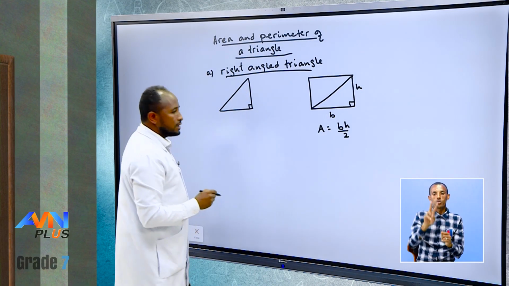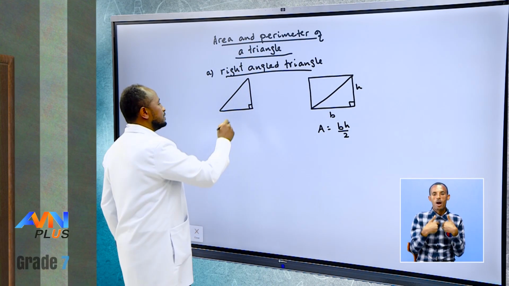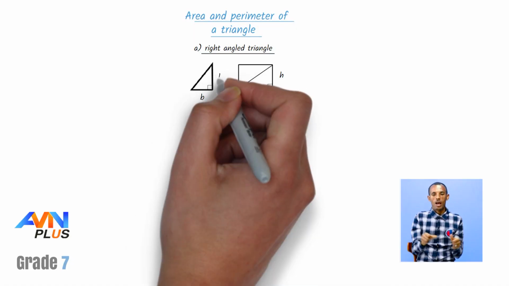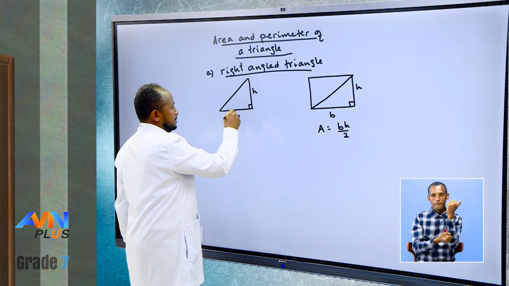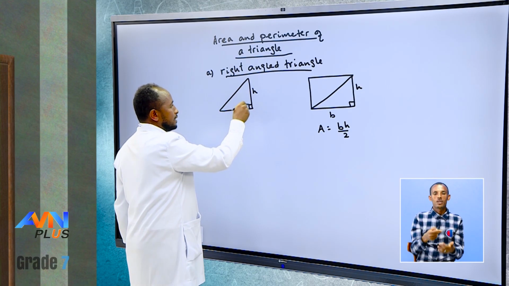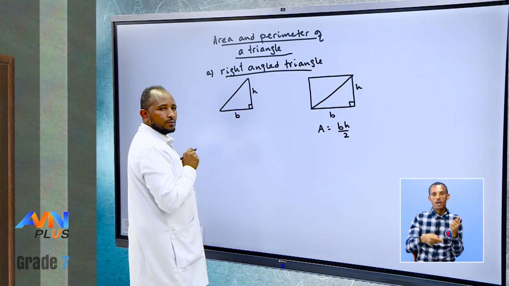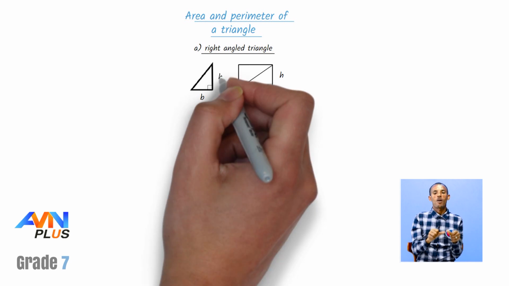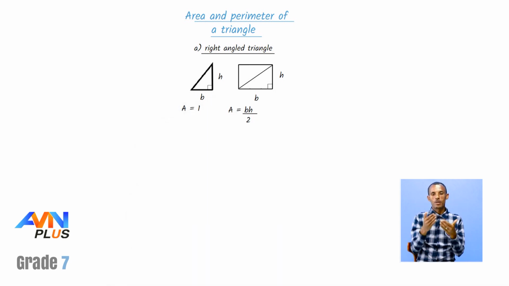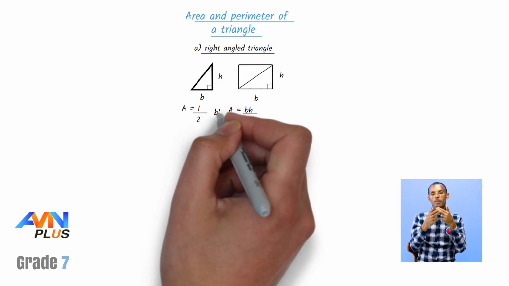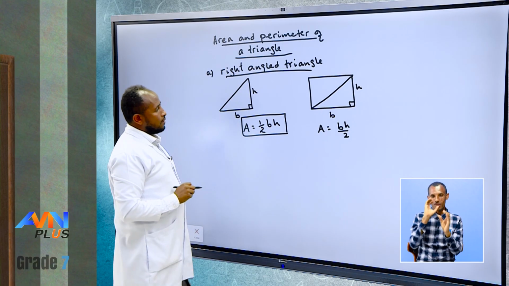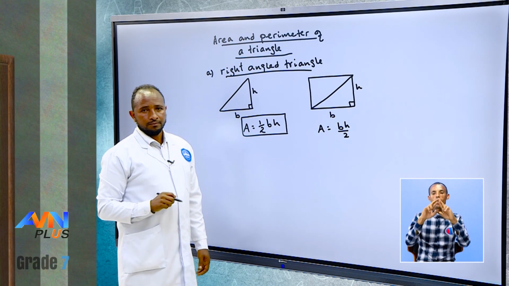Therefore, if you have a right angle triangle, to calculate its area, just take the base and height. Here you can see that the base and height are perpendicular. So to calculate the area of a triangle, simply you use this equation, half times base times height. So this is the formula to calculate the area of a right angle triangle.